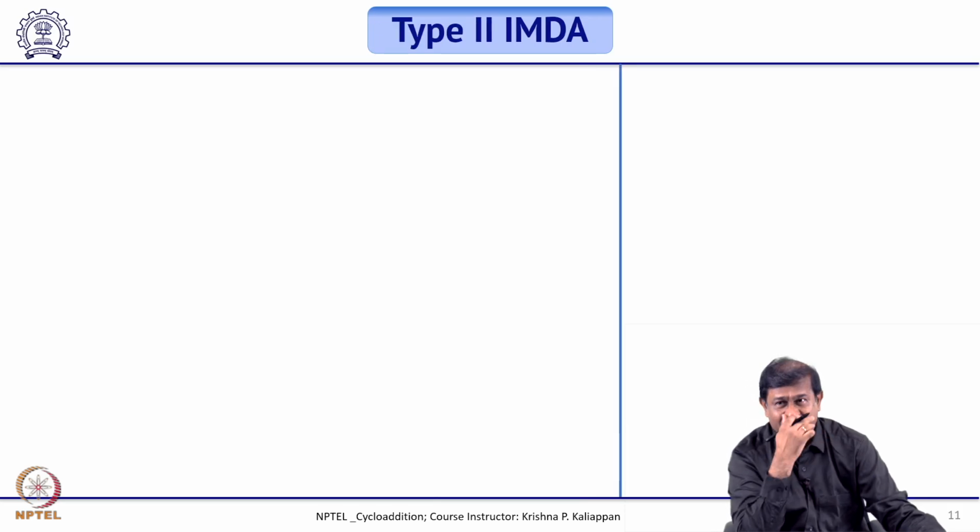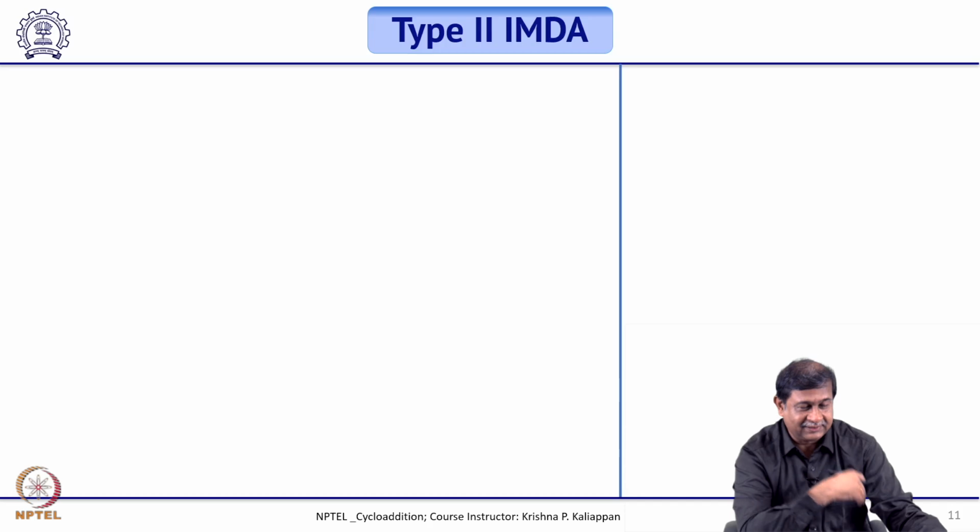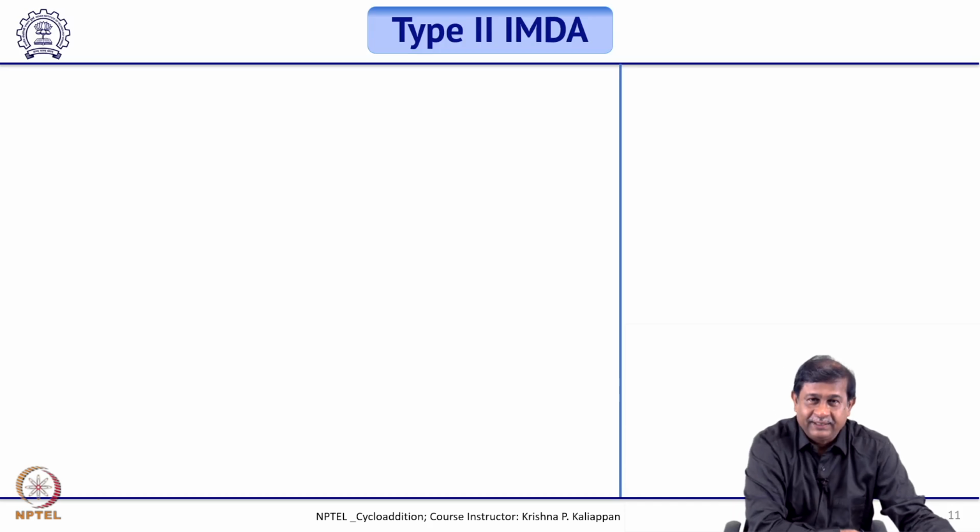So, what are the dienophiles we have used? We have used simple alkene, and then we also used imine, and we also used electron deficient alkene having a carbonyl group or ester as electron withdrawing group in the dienophile.